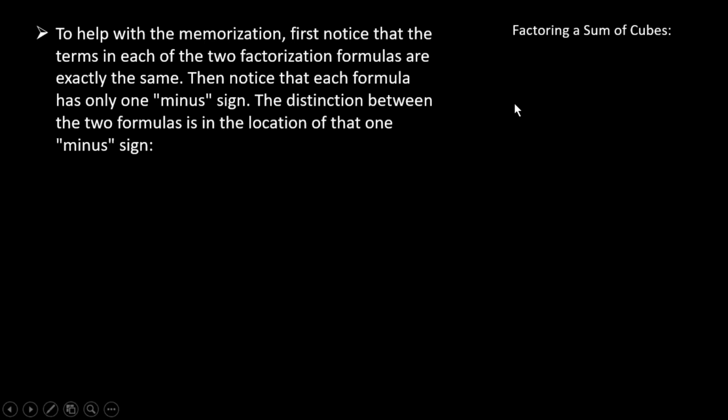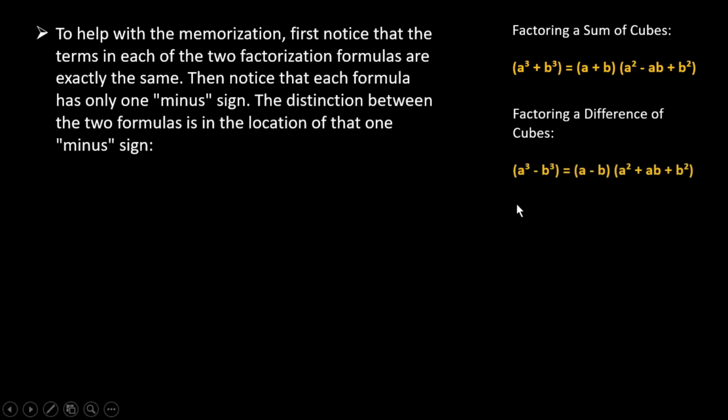Halimbawa sa factoring a sum of cubes. Yung formula natin na a cube plus b cube equals a plus b times a squared minus ab plus b squared. So, pag sum siya, ito yung kanyang plus sign at meron lang siyang isang minus sign between a squared and ab. Para naman sa factoring a difference of cubes, a cube minus b cube is equals to a minus b times a squared plus ab plus b squared.